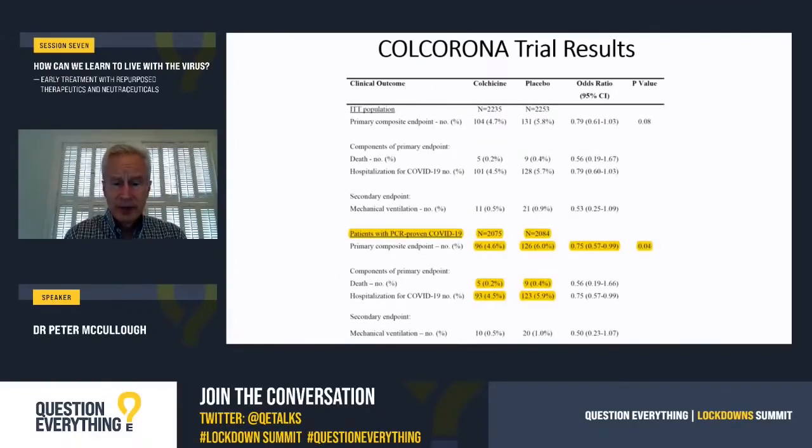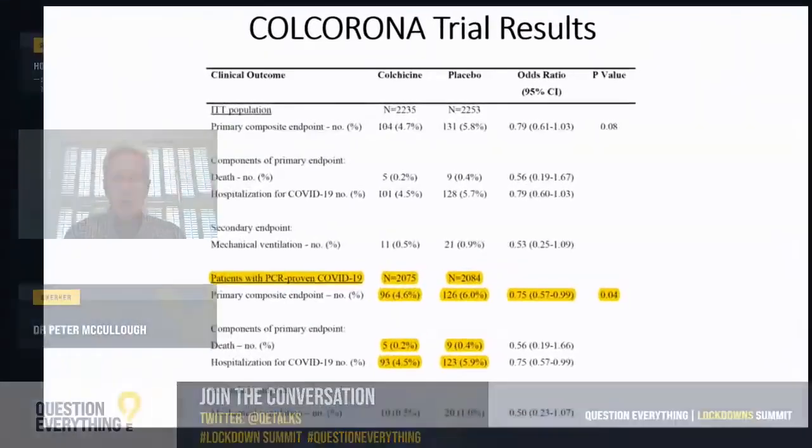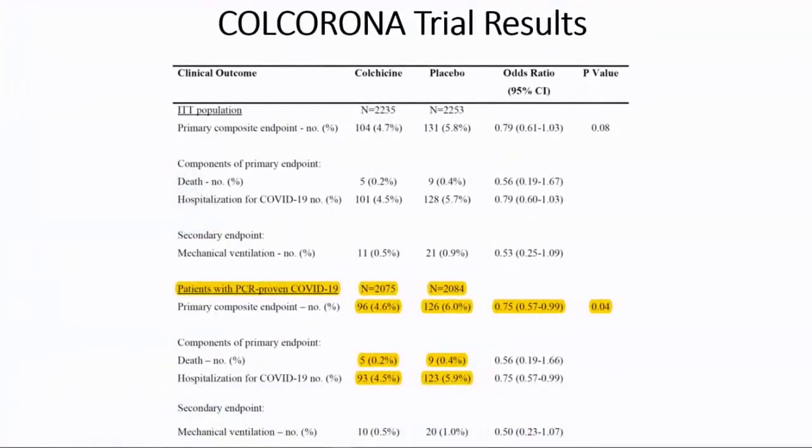Colchicine. Next slide. This is the COL-Corona trial. This is the highest quality clinical trial in all of COVID-19. It's better than all the inpatient studies. It's better than all the outpatient studies. This is prospective, randomized, double-blind, placebo-controlled, multi-center, multi-country, and it's clear that colchicine, an anti-inflammatory drug given for 30 days, reduces hospitalization and death in those who are PCR positive.